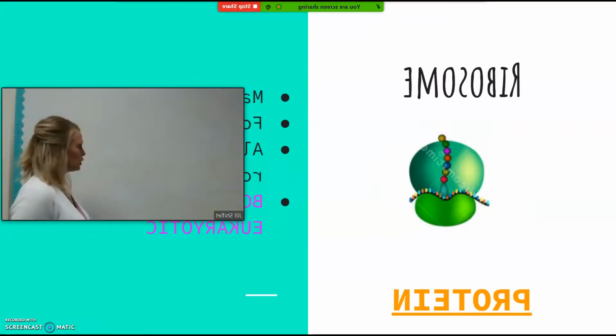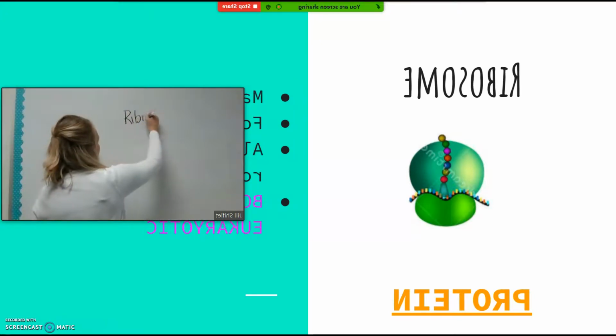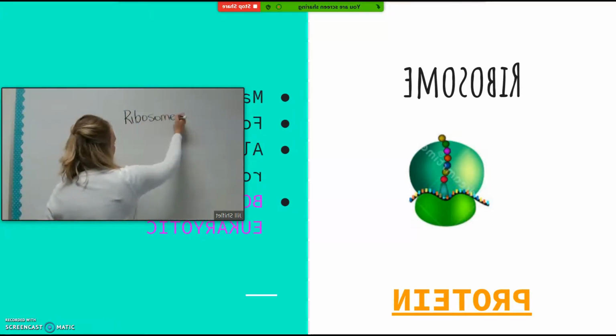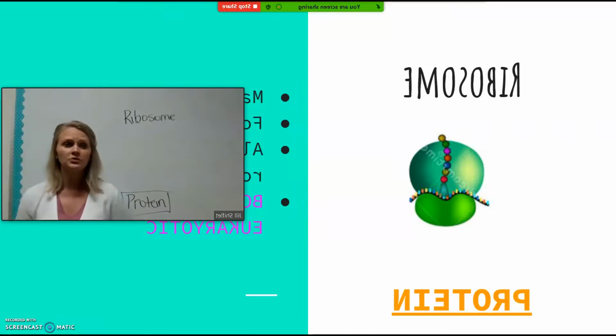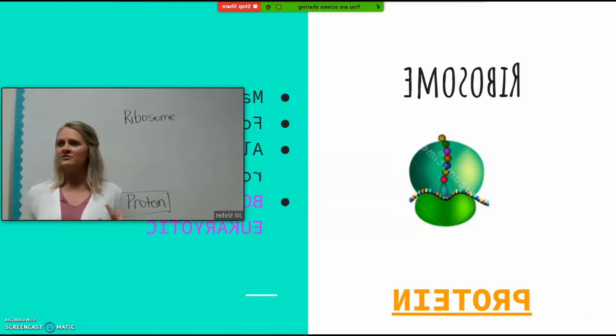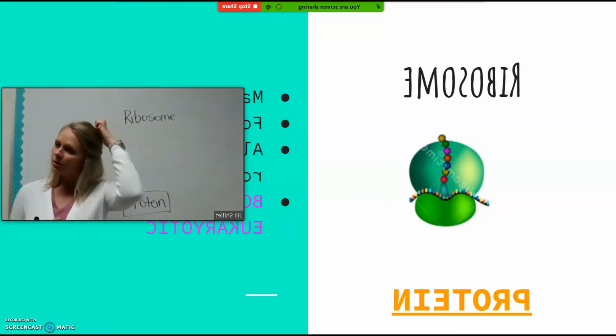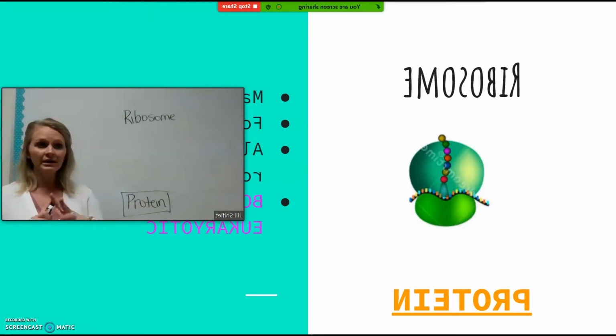And we have ribosomes. Ribosomes make proteins. Proteins are super, super, super important. All enzymes are proteins. All cells have to have enzymes. Okay, they lower the activation energy. They make chemical reactions happen faster. All cells have to have protein. So all cells have ribosomes, prokaryotic and eukaryotic.